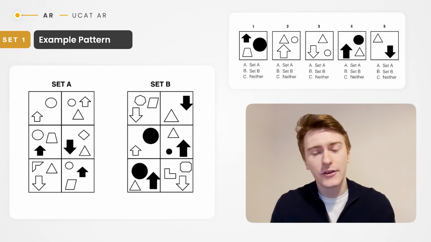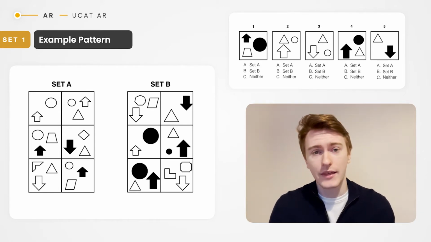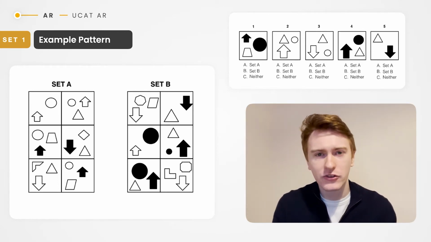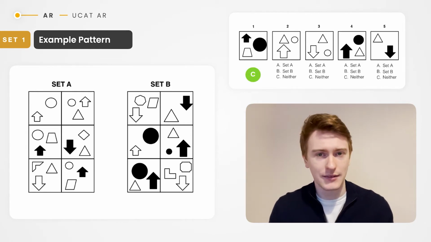So you can see in test shape 1, we can take it one by one each pattern that's present. So the circle is black, that suggests that we're looking at set B. That's the differentiating pattern. The arrow is pointing upwards and there is a circle, so that's a good sign. However, the arrow is shaded black when there's no triangle present. Therefore, this belongs to neither set.